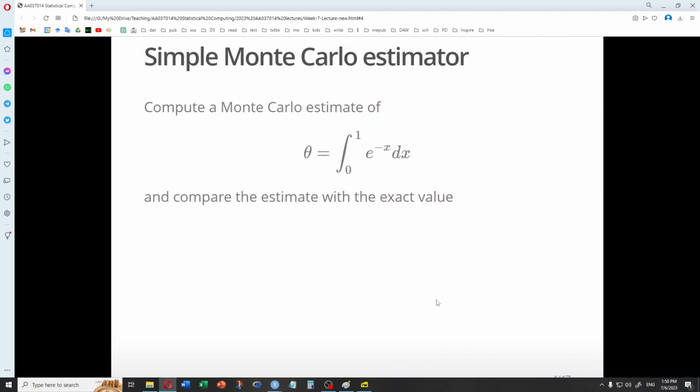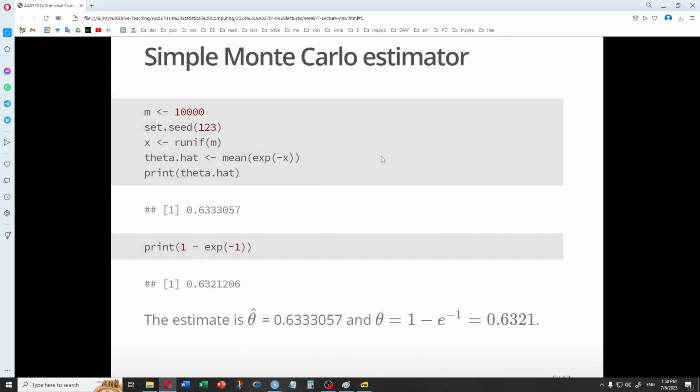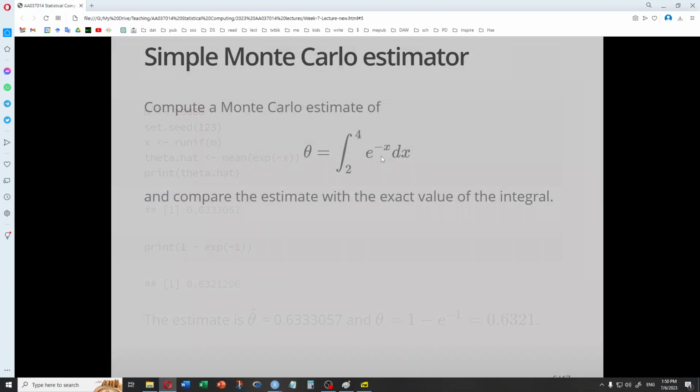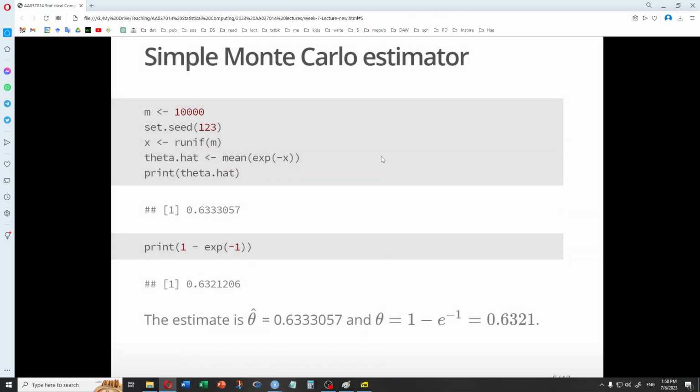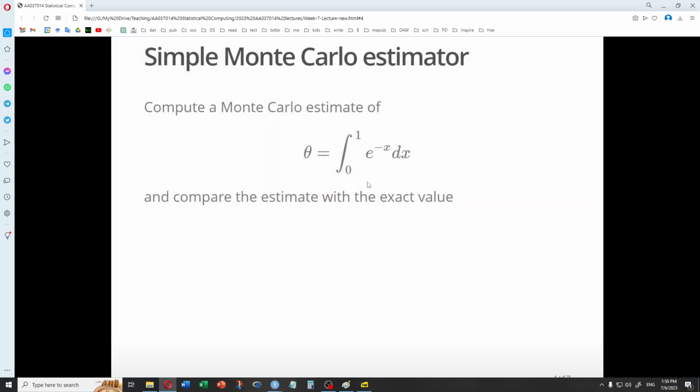Now let's look at the first example. In this case we are interested in estimating theta, where theta is given by the integral of e to the power of negative x dx, and we want to compare this with the exact value. I will run this through R. Let me go back to the equation first. This is the integral of e to the power of negative x, which we want to evaluate from 0 to 1.